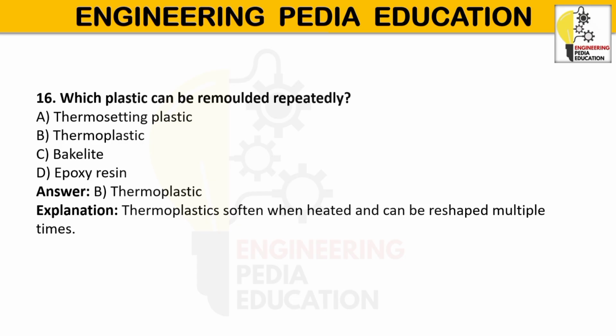Thermoplastic is a type of plastic that softens when heated and hardens again when cooled. This process can be repeated many times without causing major changes to its chemical structure. Because of this property, thermoplastic can be reshaped and recycled more easily than many other plastics.